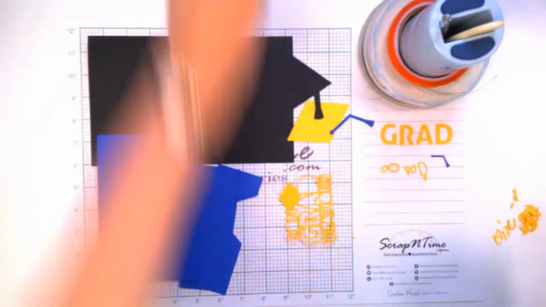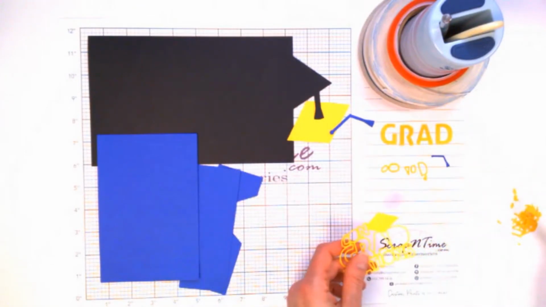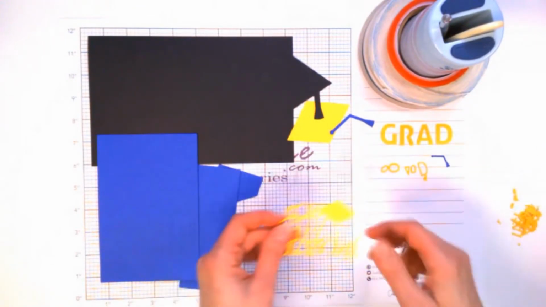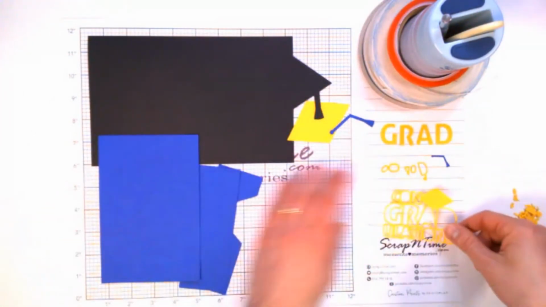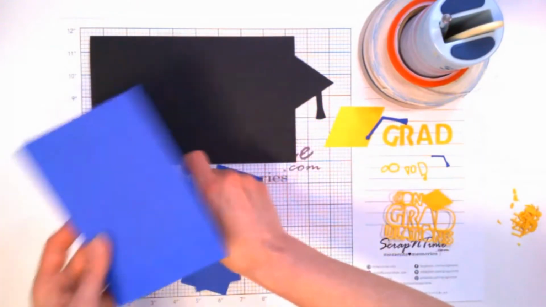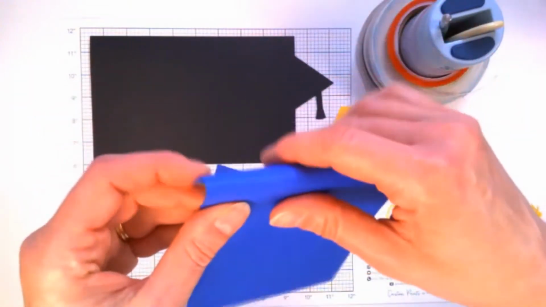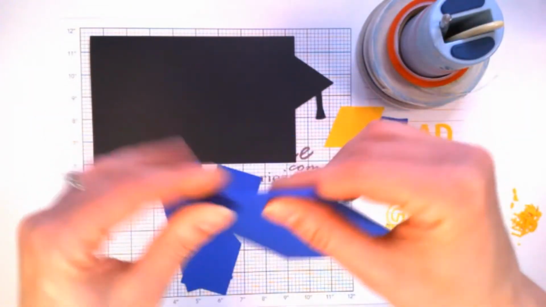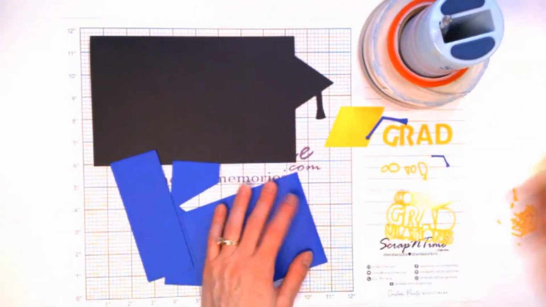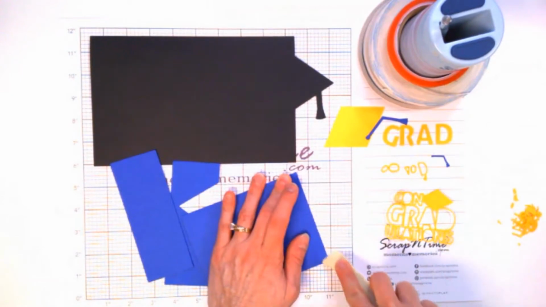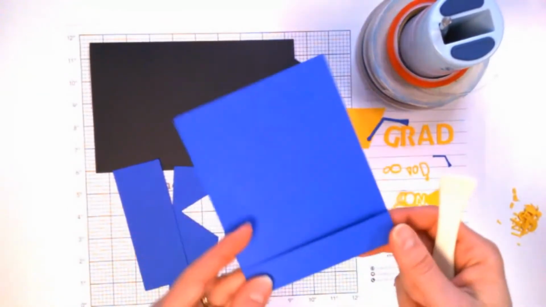Okay, all right, so now we have the sentiment ready. Let's set that aside. We have all the pieces cut. So let's take the blue piece, and you can see where the score line is. Fold it up. You want to make sure it's even. And then take a bone folder and crease it. So you just want to get a good fold.